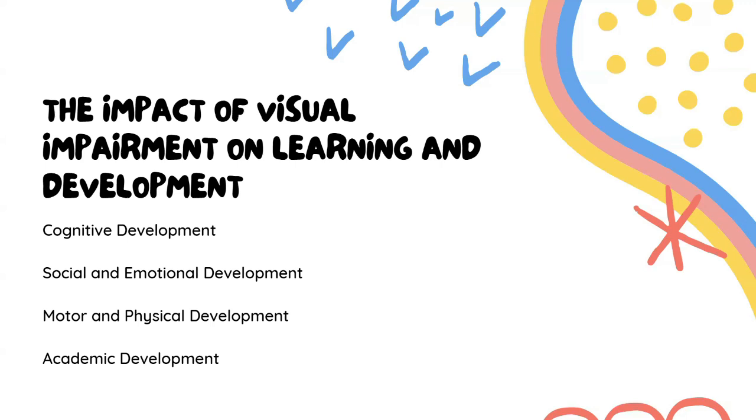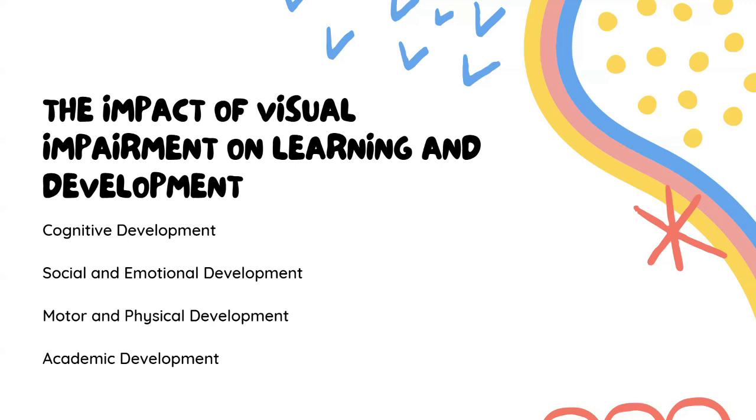Second, social and emotional development. These individuals have difficulty recognizing facial expressions and body language. They may also harbor feelings of frustration or isolation. For example, a child may struggle to make friends if they cannot see social cues.